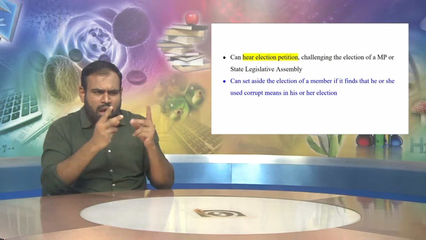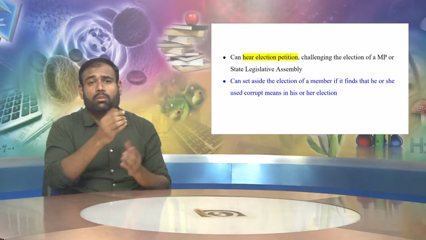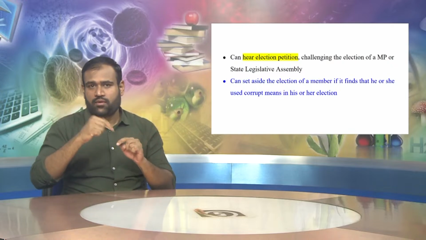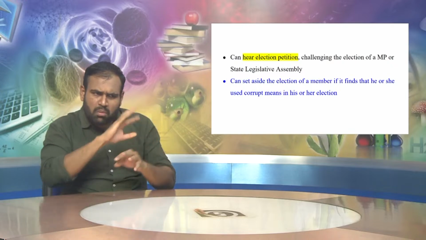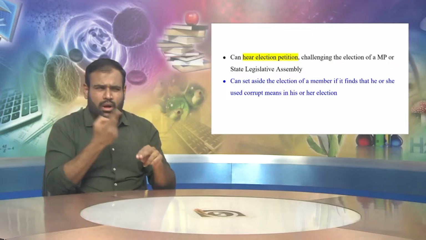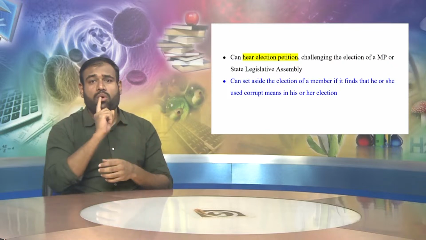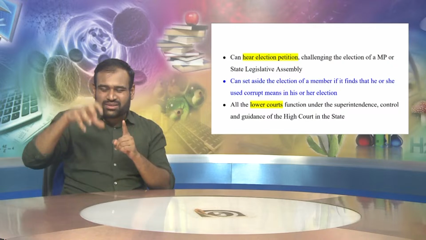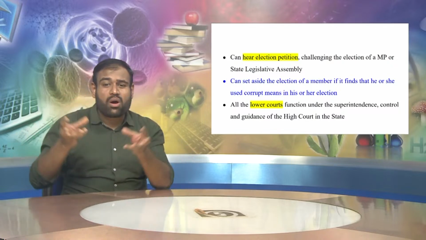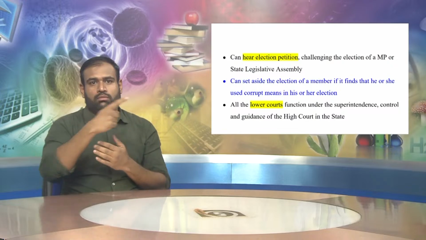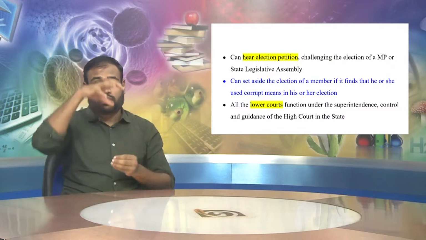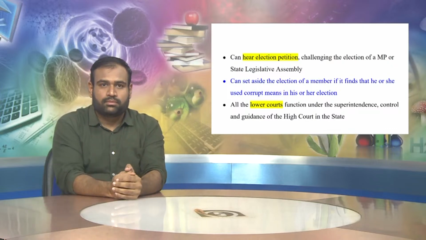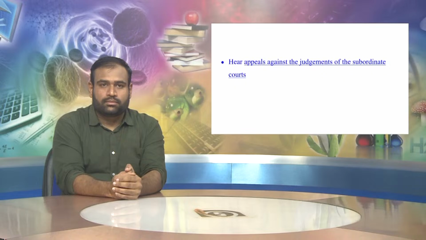It can set aside the election of a member if it finds that he or she used corrupt means in his or her election. All the lower courts function under the superintendence, control and guidance of the High Court in the state.